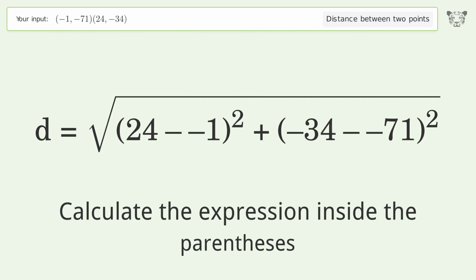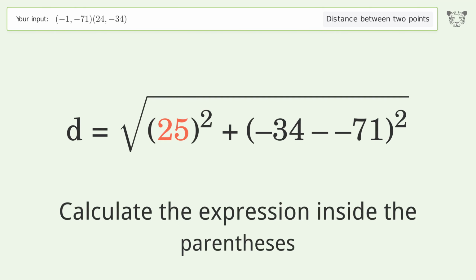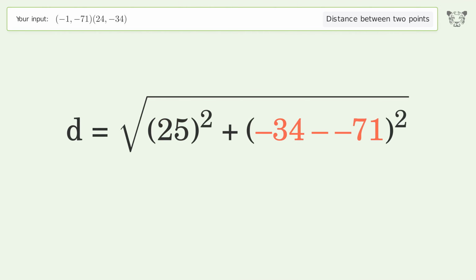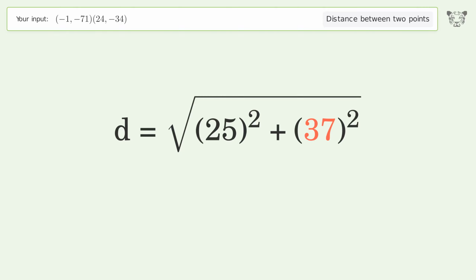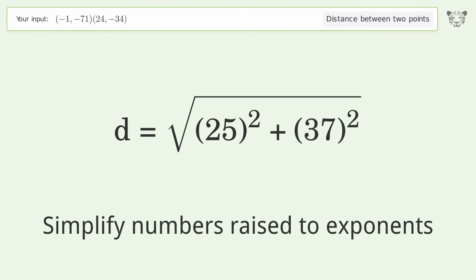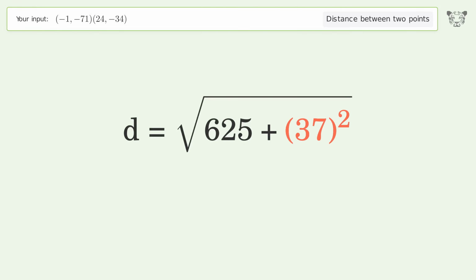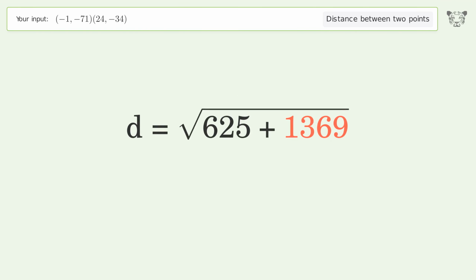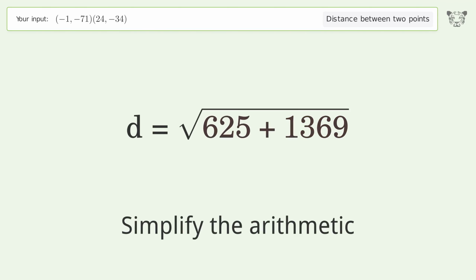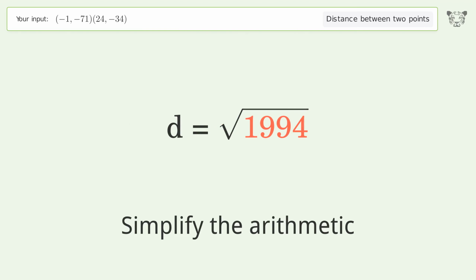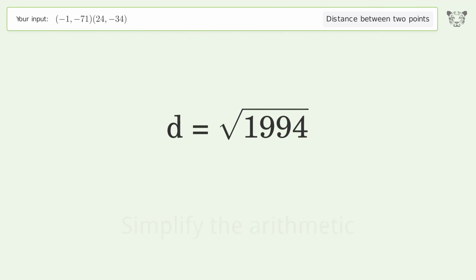Calculate the expression inside the parentheses. Simplify numbers raised to exponents. Simplify the arithmetic. And so the distance between the 2 points is the square root of 1994, or 44.654.